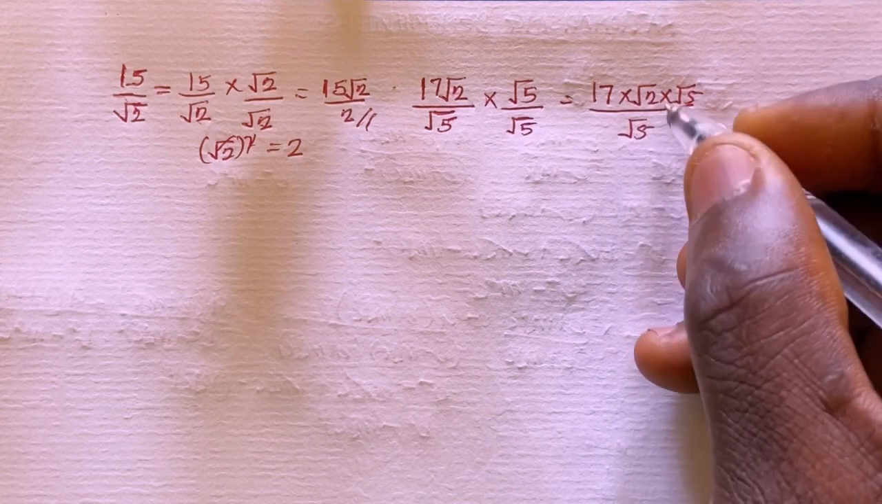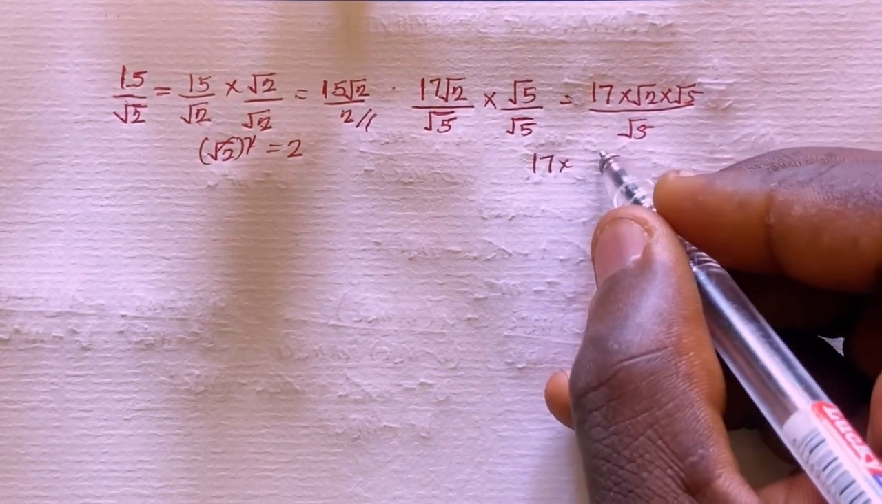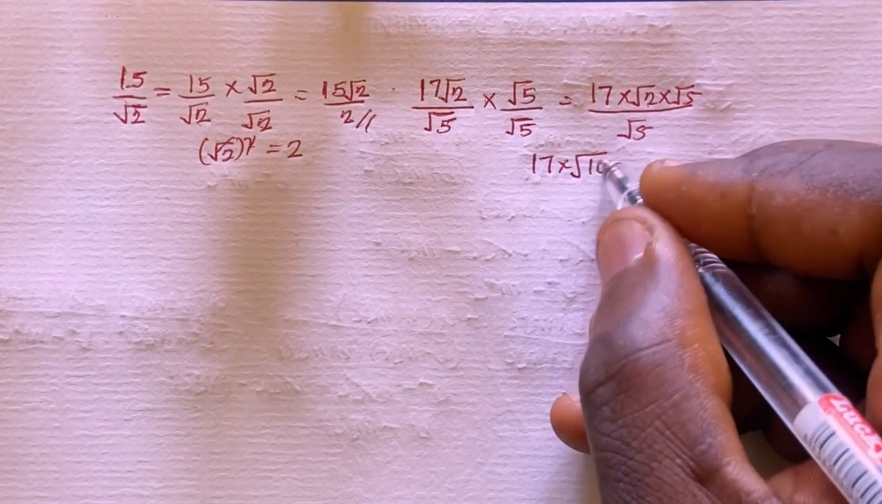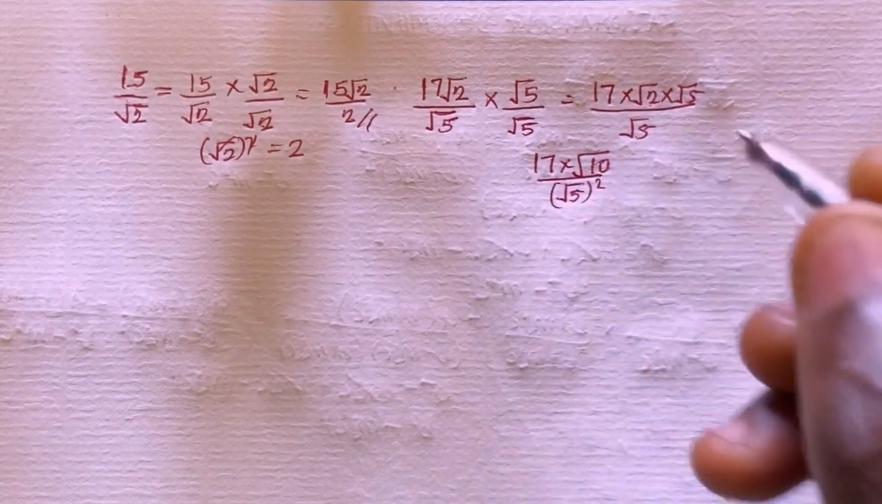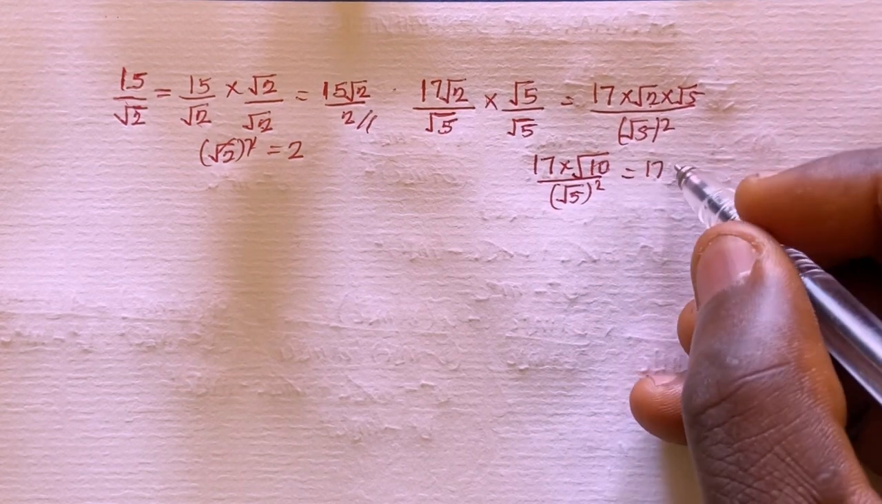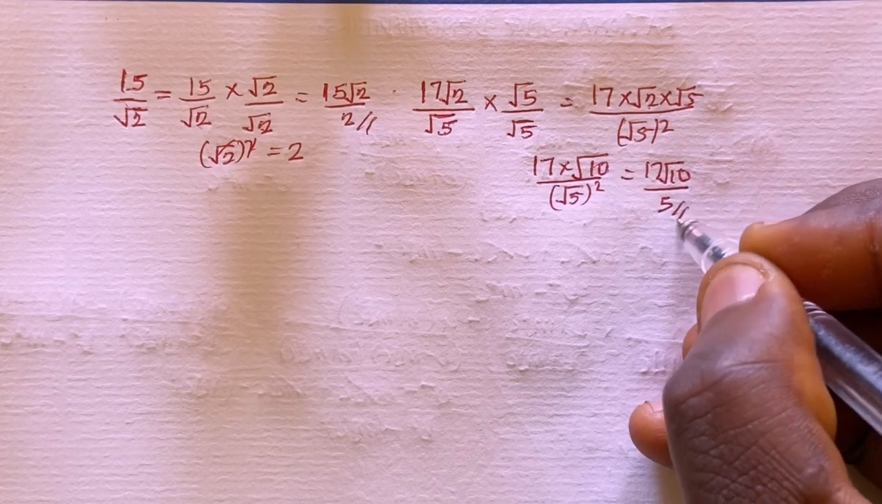So if you simplify this expression further, you're going to have 17 multiplied by root of 2 times 5. That's 2 multiplied by 5, which is 10, divided by root of 5 squared. Right? This and this is root of 5 squared. So here I'm going to have 17 root of 10 divided by 5. So this is the expression.